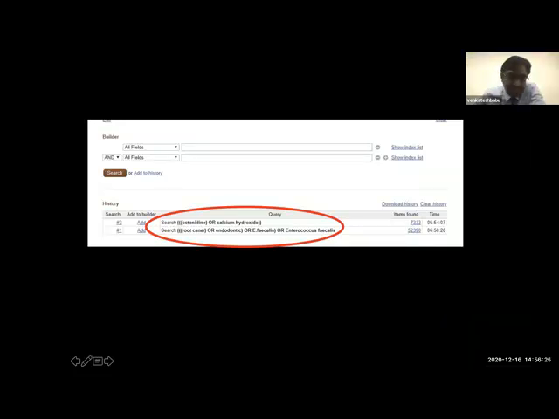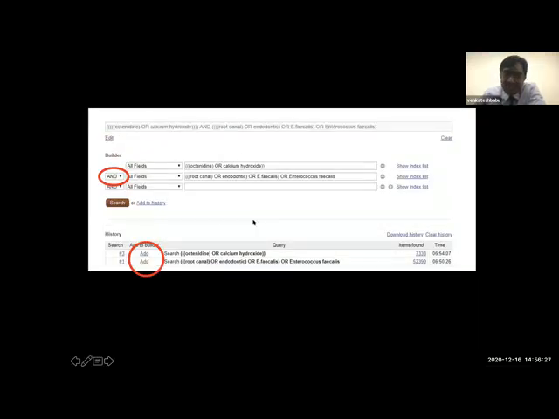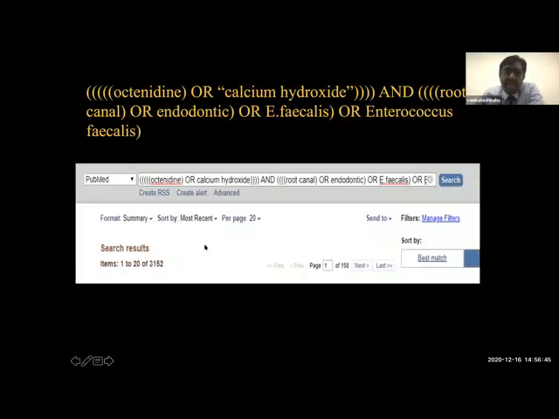It will be like this. Then again, if you see this left corner, I'm clicking this arrow. So automatically I'm selecting AND. Again, once I'm selecting this AND, I'm clicking this search. I'm getting 3000 plus papers.